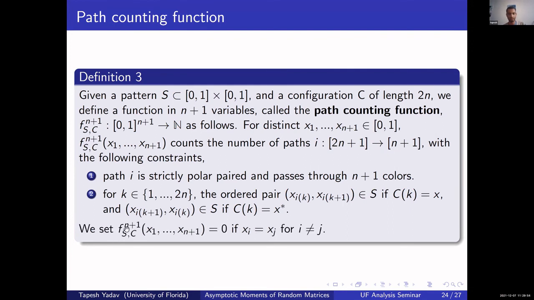We set F_{S,C}(x1, ..., xn+1) equal to 0 if any of the entries are the same. In the definition above, we did not mention it, but we want all of x1 up to xn+1 to be different. So if they are different, this is what the function does: it counts the paths which satisfy 1 and 2. But if any of the input entries is the same, we just let it be 0.